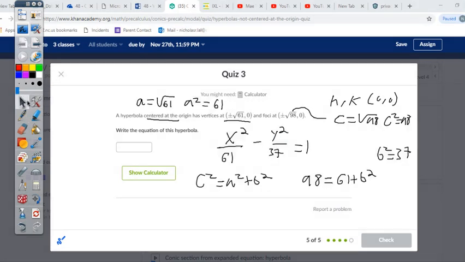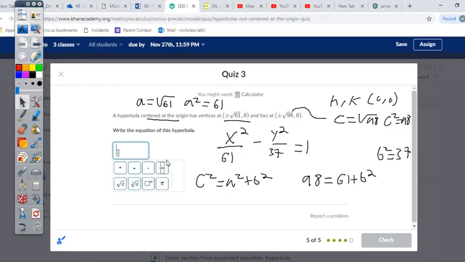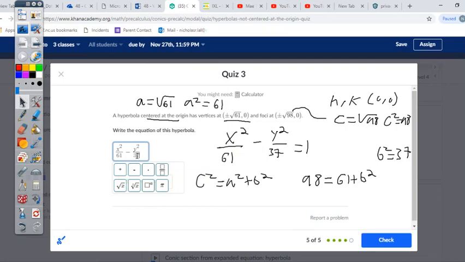So let's write this equation. x squared over 61 minus y squared over 37 is going to equal 1.